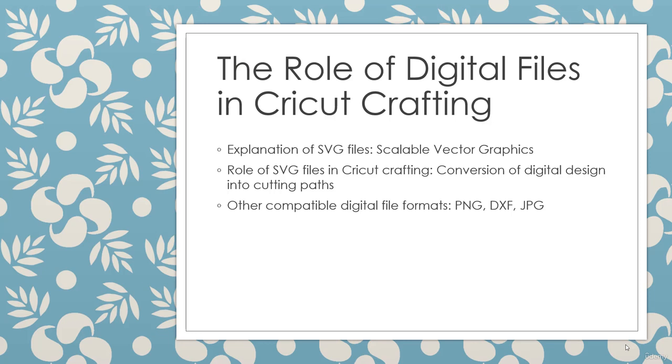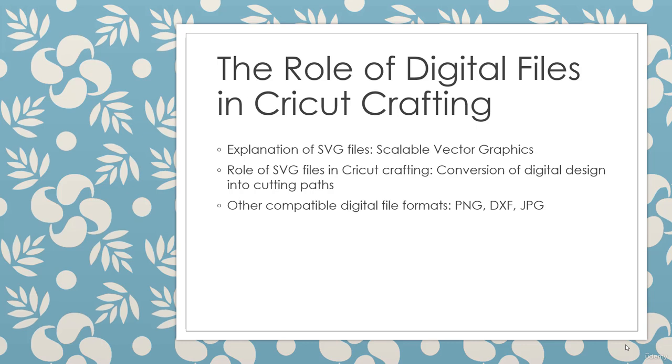So the role of digital files in Cricut crafting is significant, to say the least. Cricut machines use SVG, or scalable vector graphic files, which are converted into cutting paths for the machine. They also can use other files like PNG, DXF, and JPG. But the reason that the SVG is so typically what people look for is because it's scalable. And when I say scalable, I mean that it can be resized virtually into any dimension without losing quality.